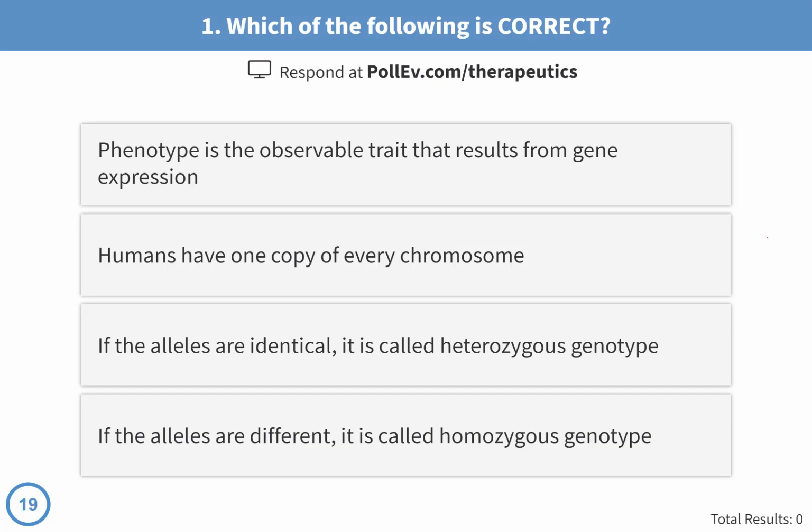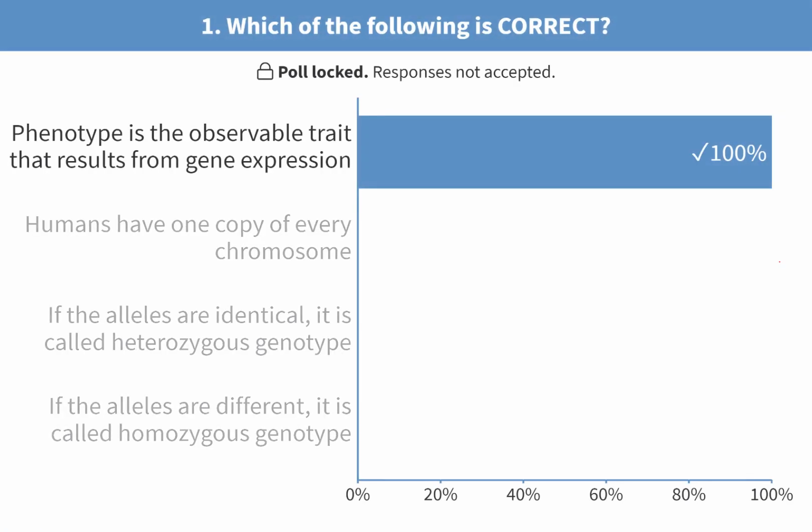20 seconds. Phenotype is the observable trait. Humans have one copy of every chromosome. Alleles are identical, it's called heterozygous. Alleles are different, it's called homozygous. The correct answer is phenotype is the observable trait. As I said, genotype is the specific genes, and phenotype is the result of that, whatever you get.